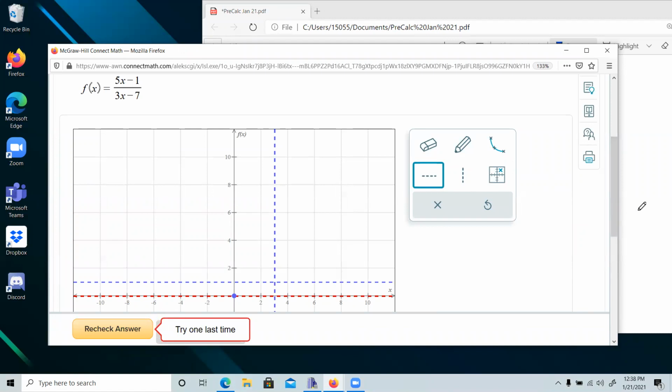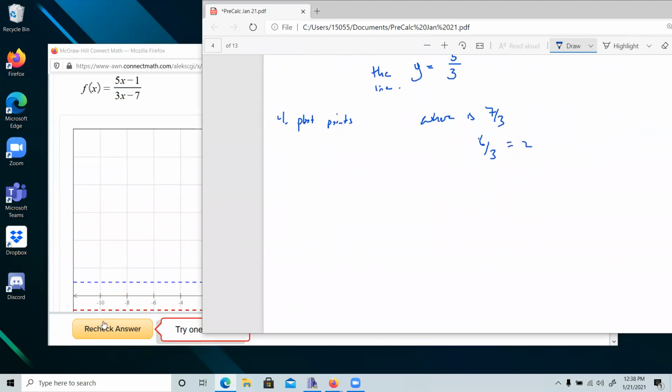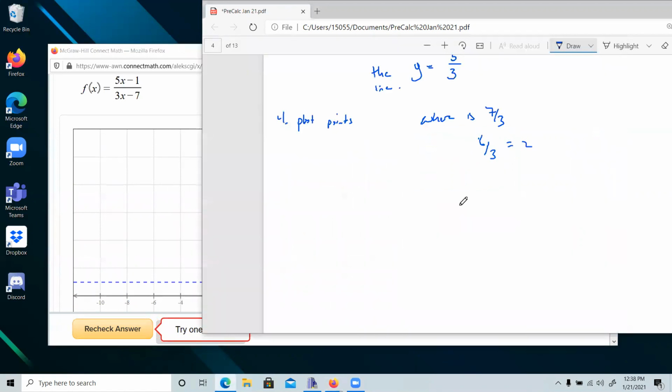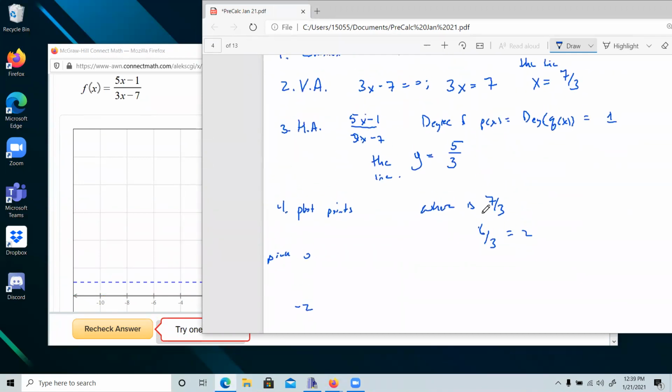So there we go. And now I guess I hit this twice. So now we have to plot some points. Pick your favorite point that is smaller than 7/3. How about 0 and -2? So let's pick 0 and -2.